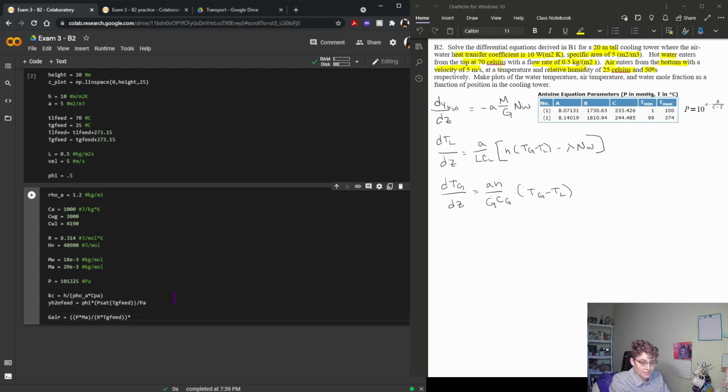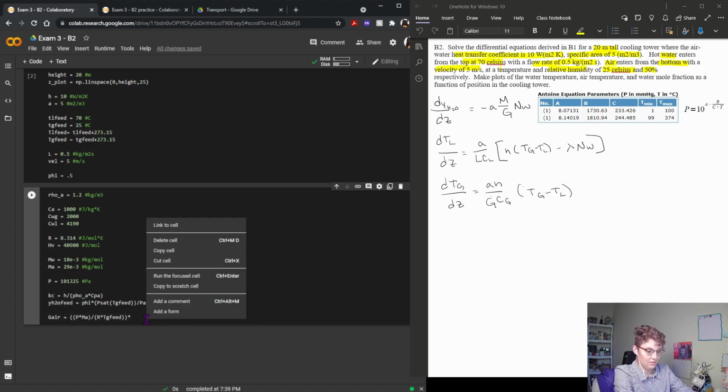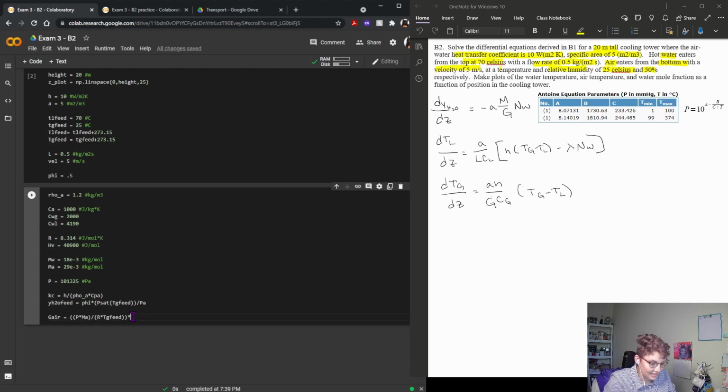I think my keyboard died. Okay. Sorry. Alrighty. And now we need to multiply that whole thing by the velocity. Yeah, that should work.